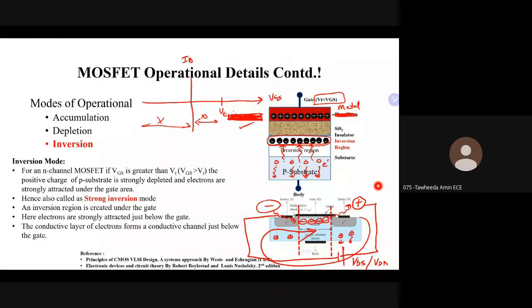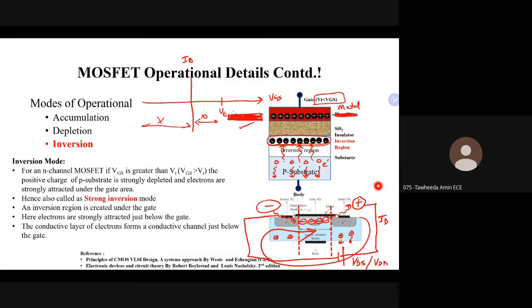तो जब चैनल बनी तब जाके ड्रेन करंट फ्लो हुई. This is known as drain current. The current that will flow from source to drain through the channel, it is known as drain current. Please remember that drain current तब फ्लो हुई जब चैनल बनी, उससे पहले नहीं फ्लो होती है. And this current is because of electrons in P substrate. That is why it is known as N-channel MOSFET, N-channel device.